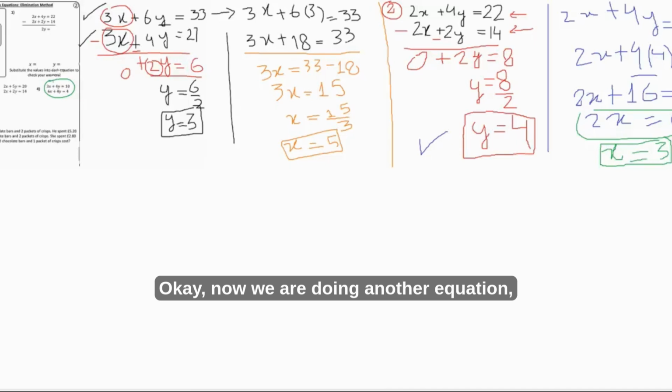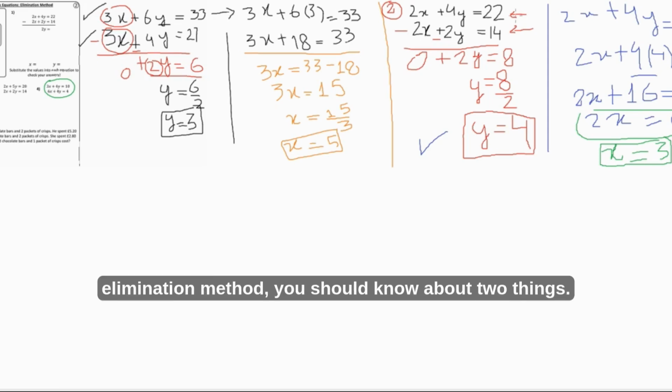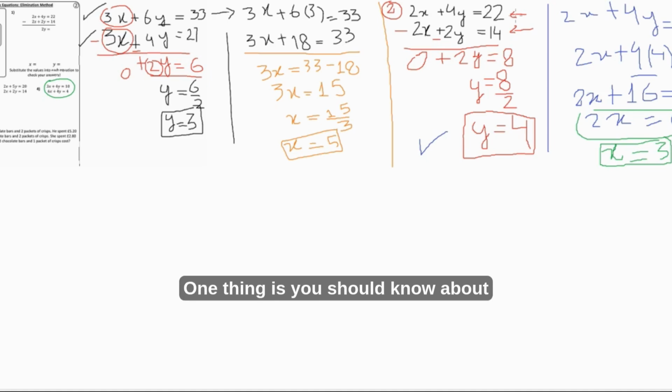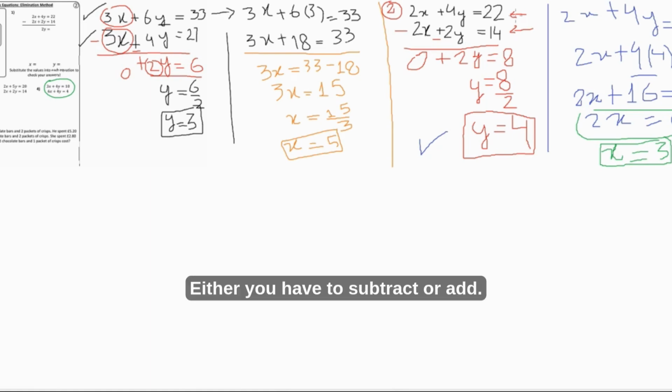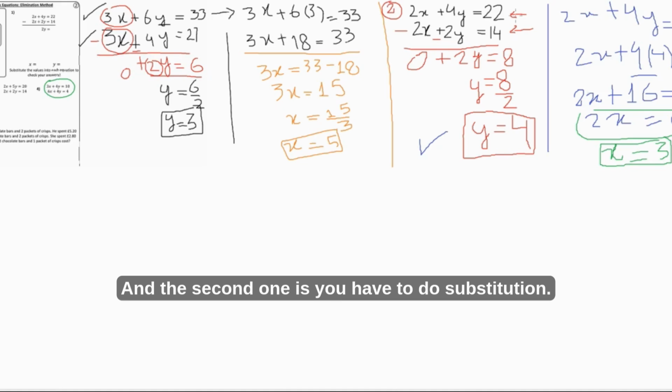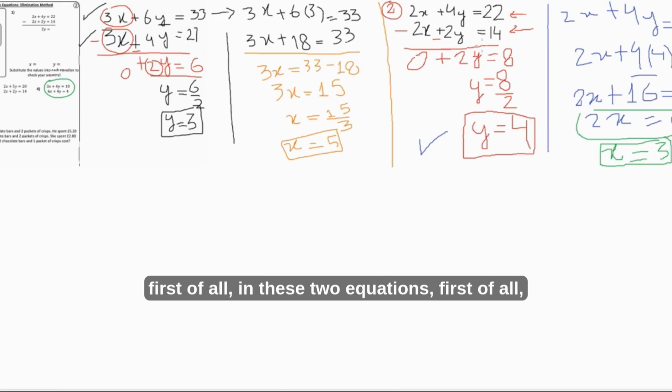Okay, now we are doing another equation, which is 2x plus 4y equals 22 and 2x plus 2y equals 14. So as I already told you, in the elimination method you should know about two things. One is subtraction or addition. Either you have to subtract or add, and the second one is substitution.